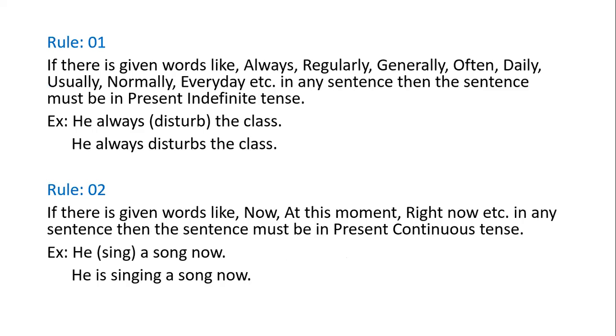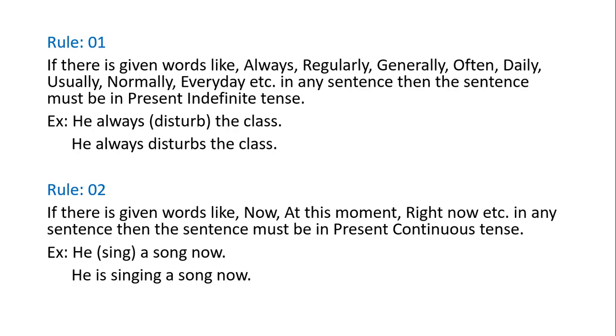So the first rule, rule number 1: if there are given words like always, regularly, generally, often, daily, usually, normally, every day, etc. in any sentence, then the sentence must be in present indefinite tense. So by these words, we can easily find out the tense of the sentence. For example, he always disturbed the class. The correct form of the verb will be, he always disturbs the class.